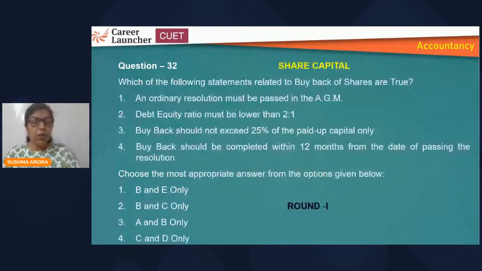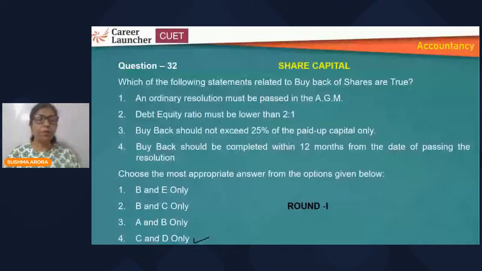Here C and D are only correct. Buyback should not exceed 25% and buyback should be completed within 12 months. Here the E option is given which is not present in the question. Okay. Use elimination theory.